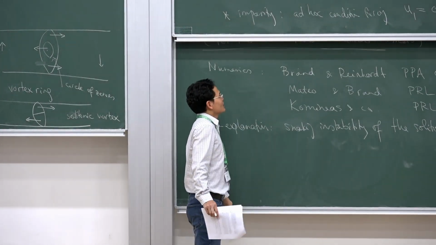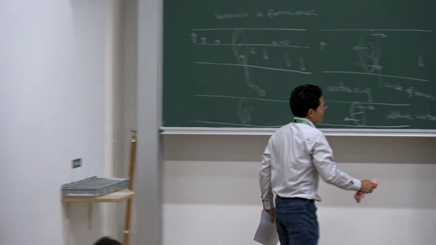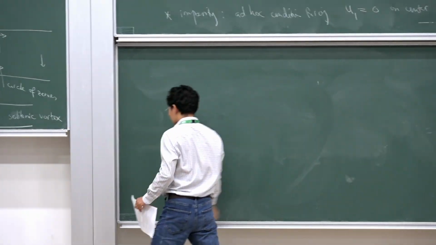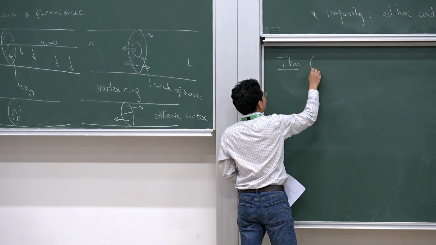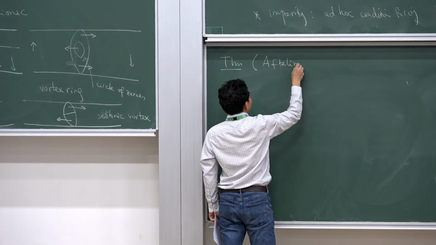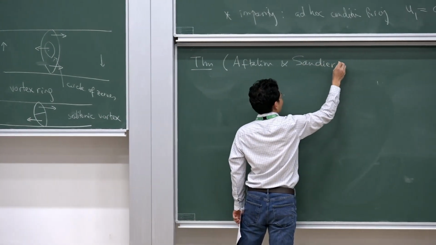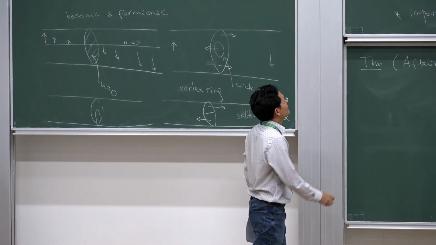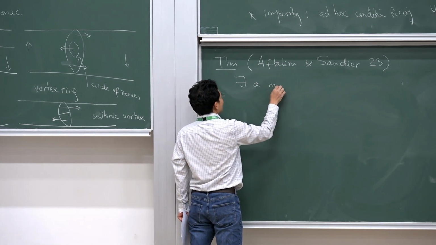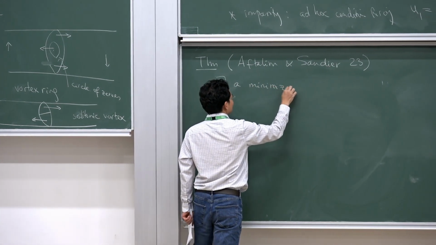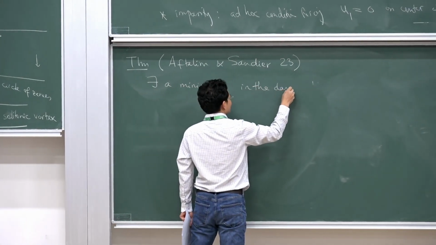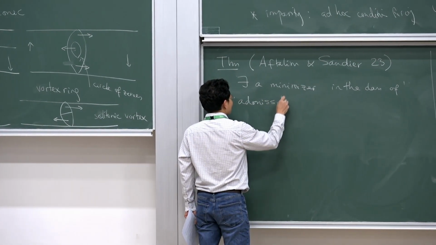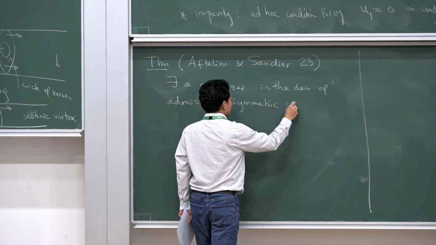use the theorem. This is the theorem of Abatangelo and Sonnier: there exists a minimizer in the class of admissible symmetric configurations.